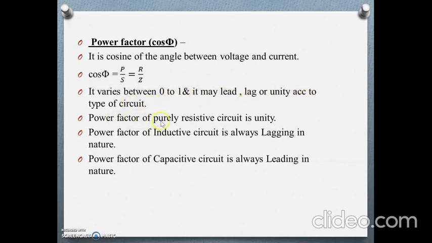The power factor of a purely resistive circuit is unity. The power factor of an inductive circuit is always lagging in nature, and the power factor of a capacitive circuit is always leading in nature.